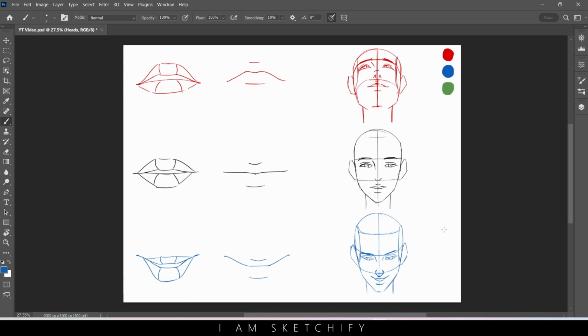The nose looks a bit lower than it should be. Let me correct it. So we are done with the lips as well. And we have all the three heads complete with the base structure and the facial features. Take your time to absorb all the stuff that I've showed you here and make sure to challenge yourself slowly.